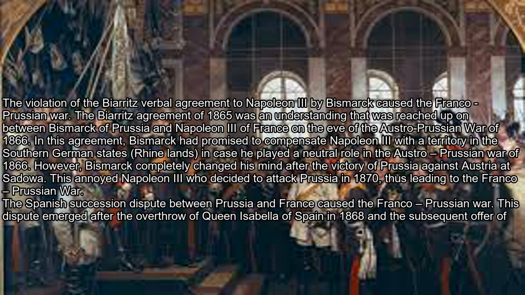The Bayreuth Agreement of 1865 was an understanding that was reached between Bismarck of Prussia and Napoleon III of France on the eve of the Austro-Prussian War of 1866. In this agreement, Bismarck had promised to compensate Napoleon III with a territory in the southern German states' Rhinelands in case he played a neutral role in the Austro-Prussian War of 1866. However, Bismarck completely changed his mind after the victory of Prussia against Austria at Sadowa. This annoyed Napoleon III, who decided to attack Prussia in 1870, thus leading to the Franco-Prussian War.